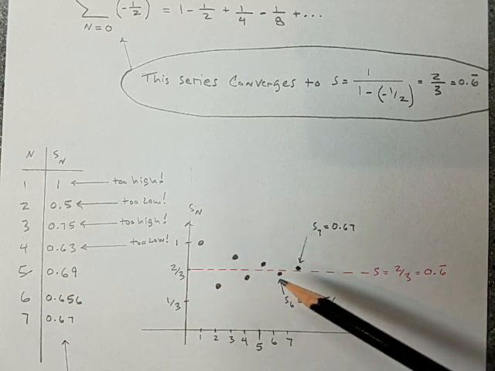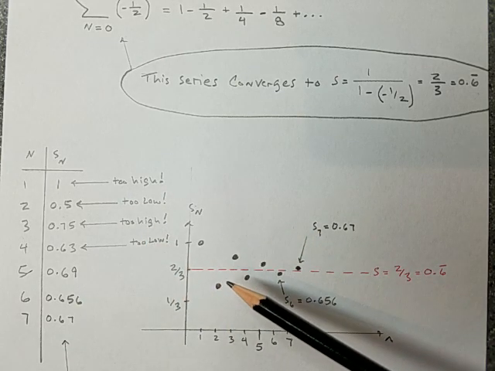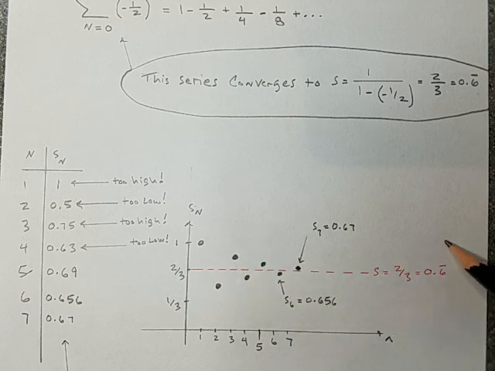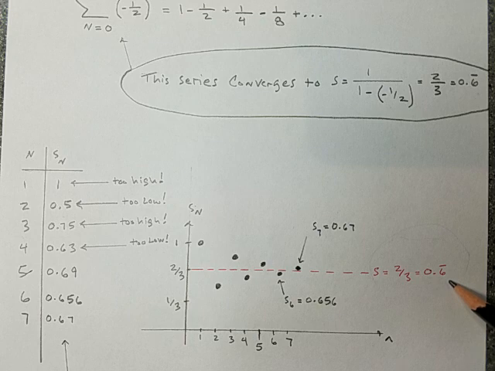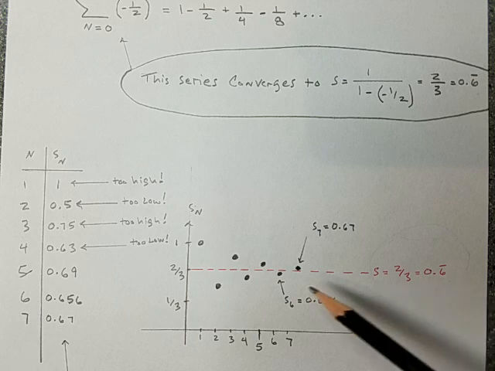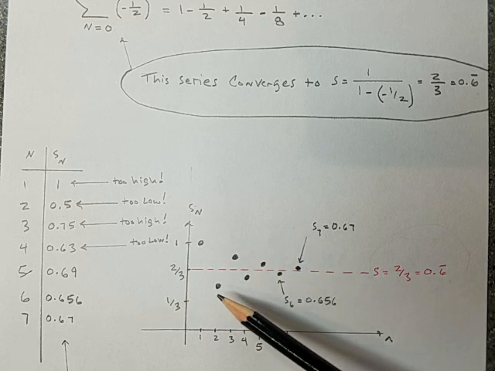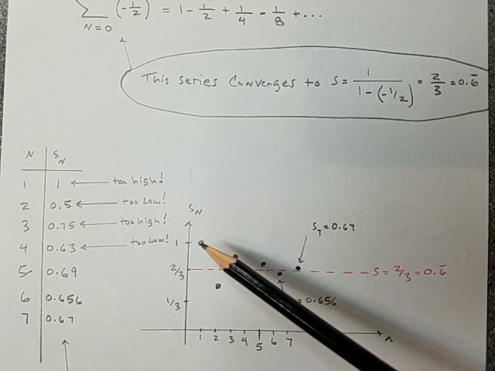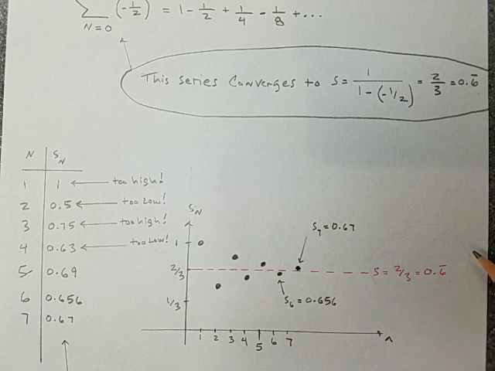So here's what the partial sums look like. I'm here, then I'm here, then I'm here, and here, and here. And I'm getting closer to that number. It converges to 0.6 repeating. But I'm getting closer to it by being too high and too low in alternate fashion. So the partial sums just jump around on either side of this. That's what it looks like when an alternating series converges.